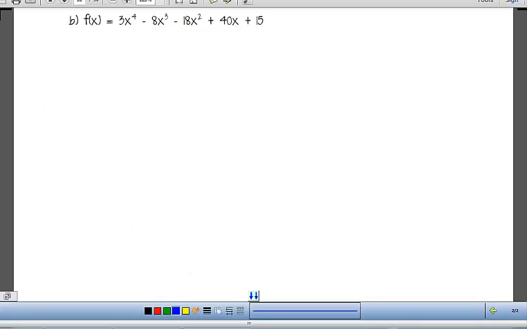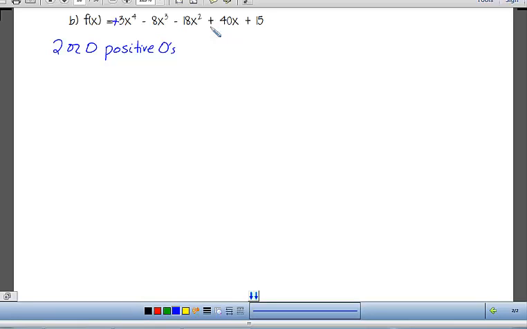Okay, how many positive zeros should we expect? Okay, 2 or 0. 2 or 0 positive zeros. This is positive, so we have 1 change and then 2 changes. Okay, so 2 or 0 positive zeros.